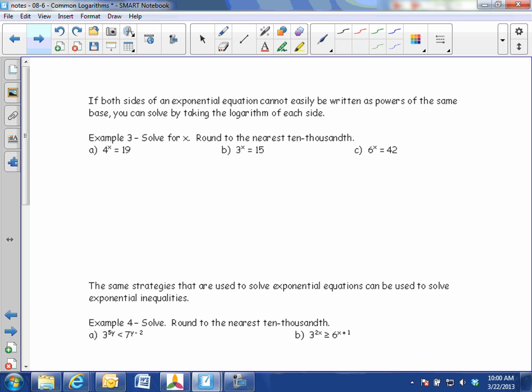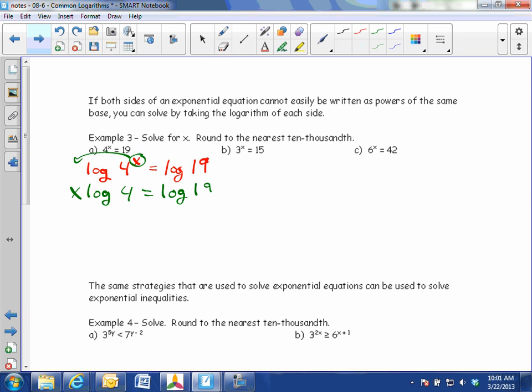In order to figure out what that is, we can take the log of both sides. I'm going to say the log of 4 to the x equals the log of 19. Now, thinking about our properties that we talked about yesterday, if I have something with an exponent here, how can I rewrite it? What can I do with that exponent on the outside? Right. Bring it out and multiply. So I have x times log of 4 equals log of 19.